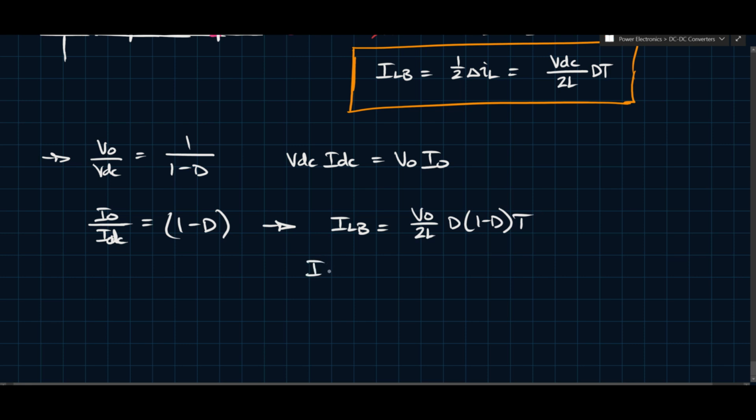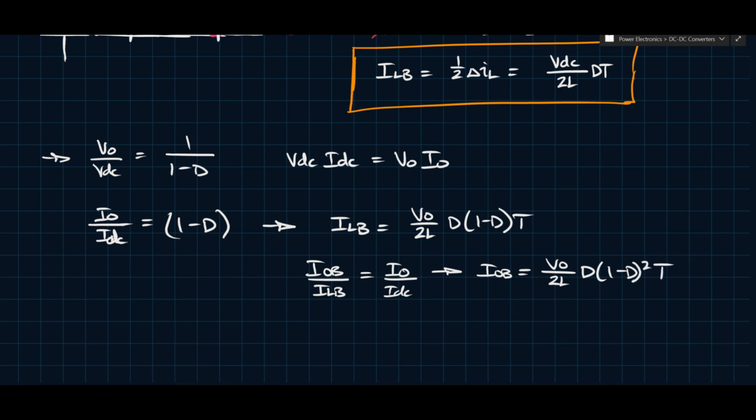And then I know that IOB over ILB is going to be equal to IO over IDC, basically. And so this implies that IOB should be equal to VO over 2L. Well, we wrote the D first, didn't we? So D 1 minus D squared T. And this is your output boundary.